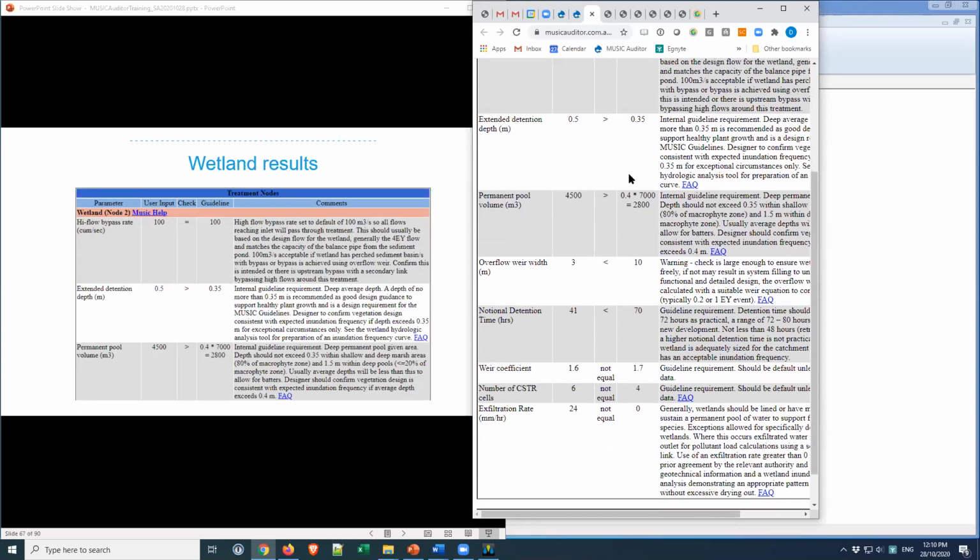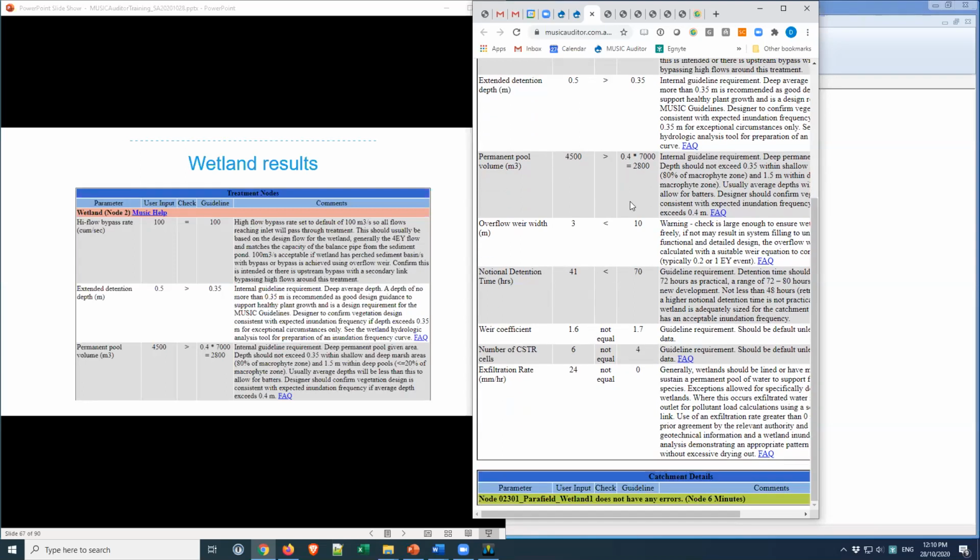I would encourage you to push on maintaining these depths as much as you can if you're with the authorities, and if you're a consultant, obviously do aim to try and design with these parameters if you want to have wetlands that have good plants in them and good coverage and are working well, which really is what we all want to get to.